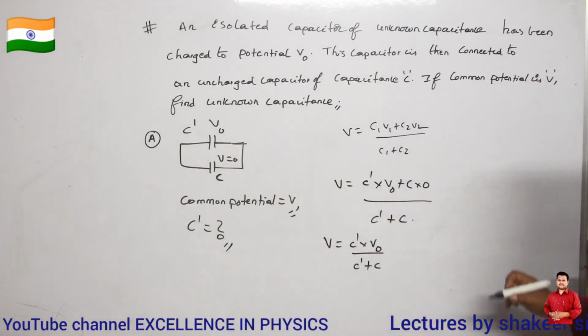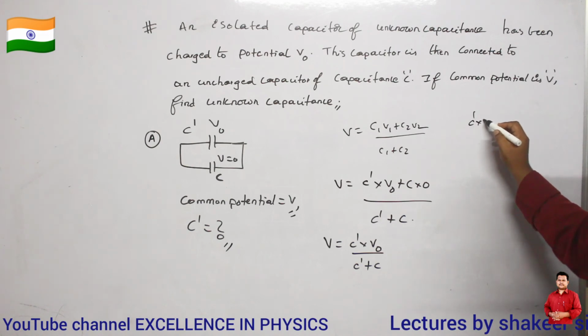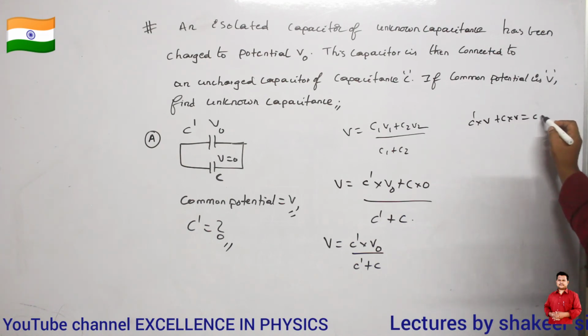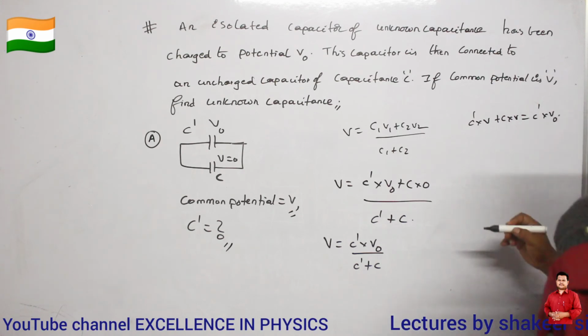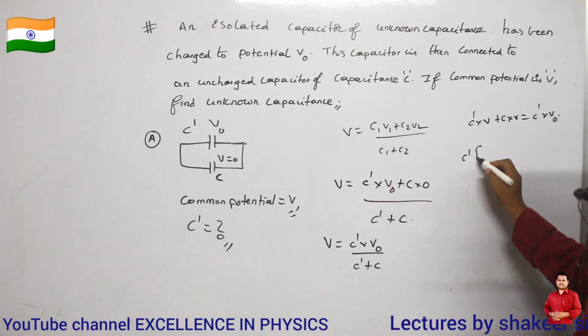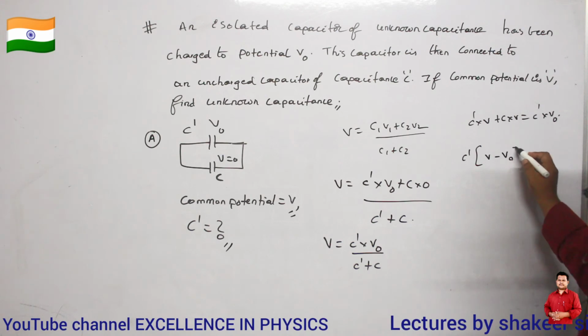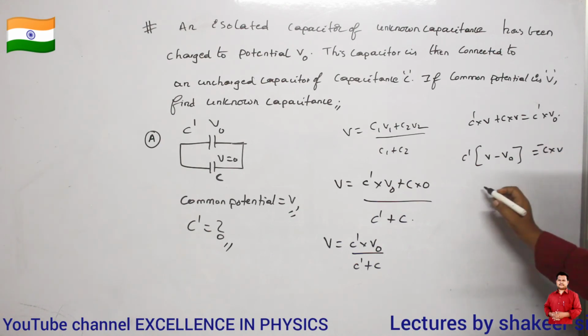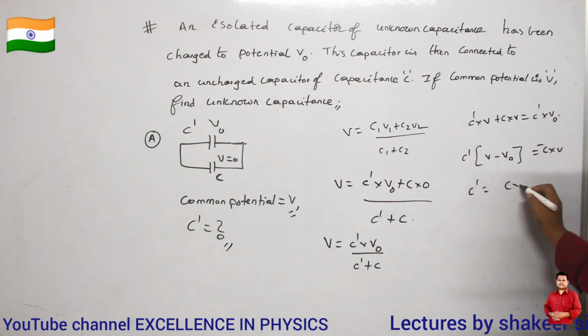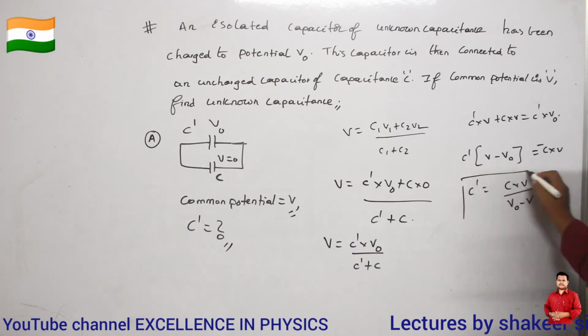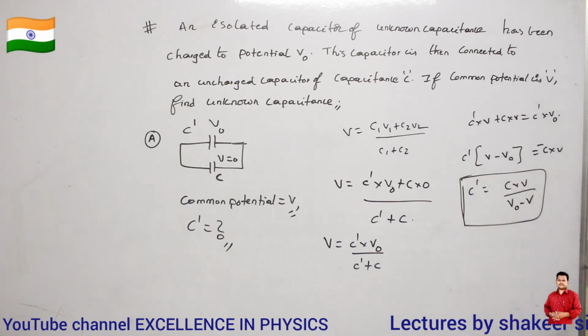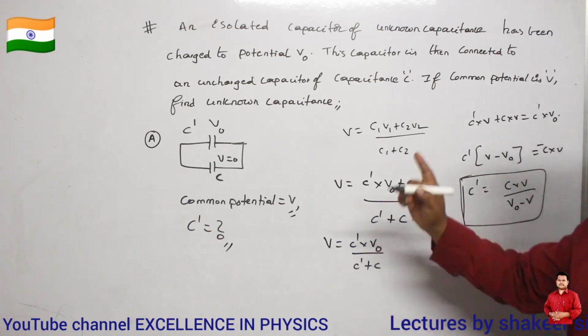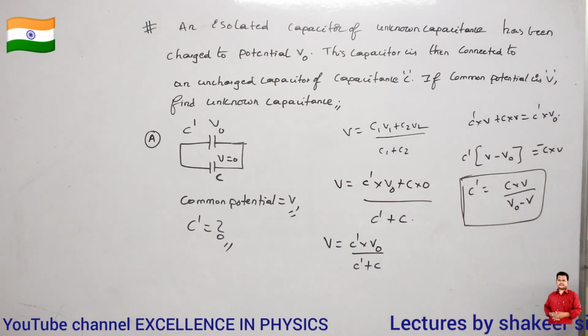So just do the cross multiplication: C dash into V plus C into V is equal to C dash into V0. If I take C dash common, then C dash into V0 minus V is equal to C into V, or C dash is equal to C into V divided by V0 minus V. So this is our equation for the capacitance of the first capacitor.